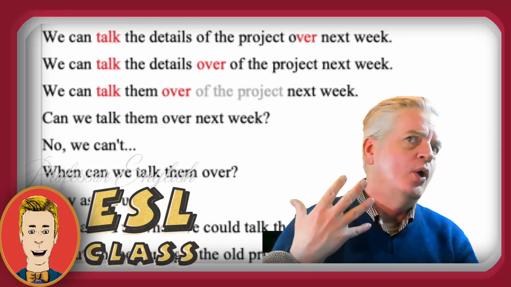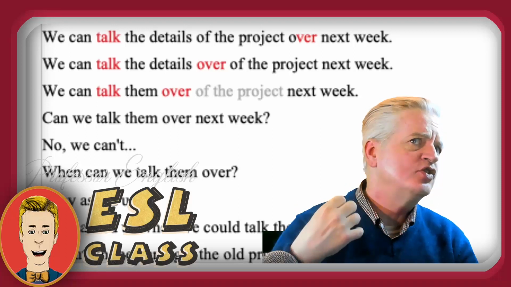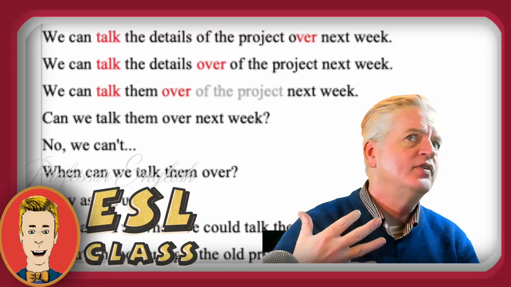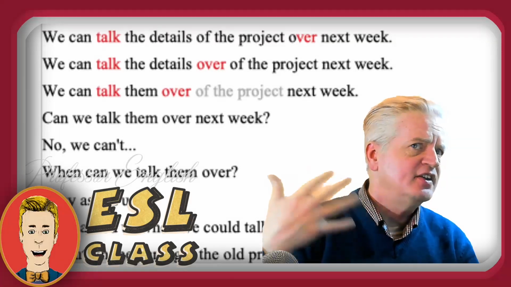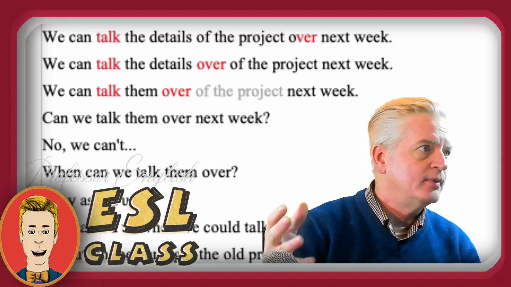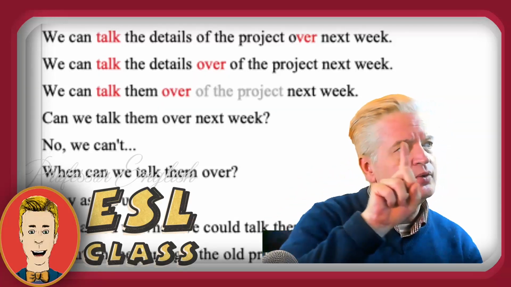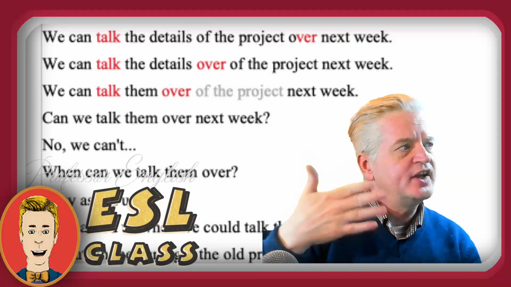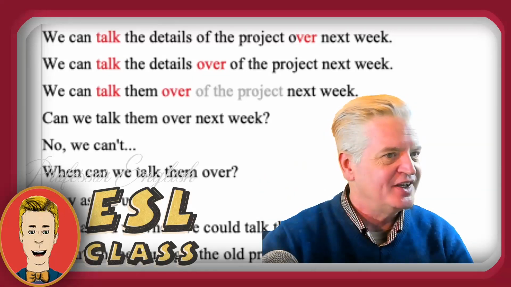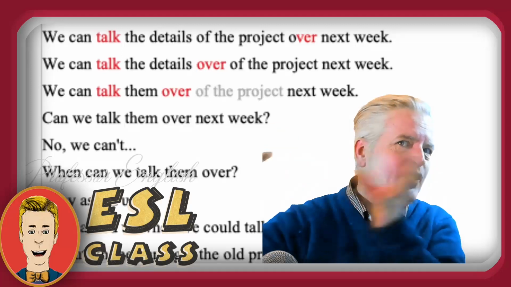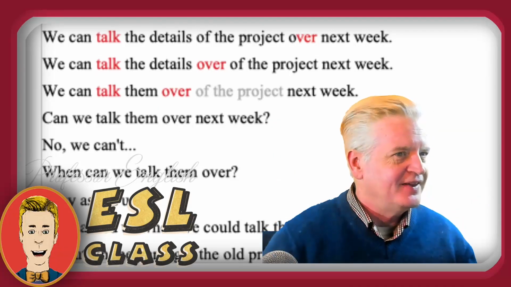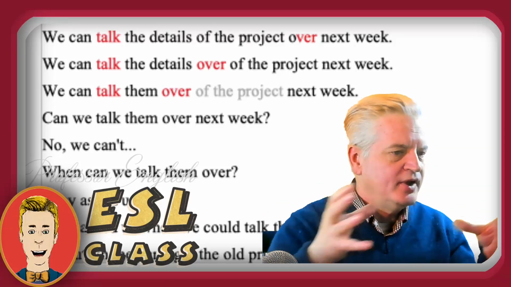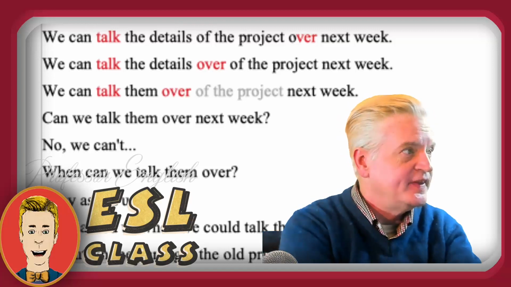The way that you can know if it's correct is if you try to substitute. What would be the substitution of the details? Is that he, she, it, they? It's them because it's plural and it's an object. So tell me if you understand this sentence. This is how you know that this is wrong. We can talk them over of the project next week. If you leave of the project outside of the verb, it doesn't mean anything. It sounds strange. This is how you know of the project belongs inside the verb with everything.